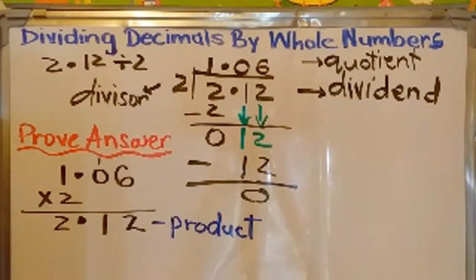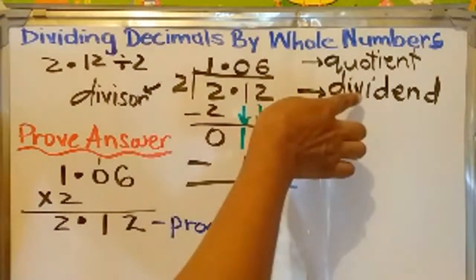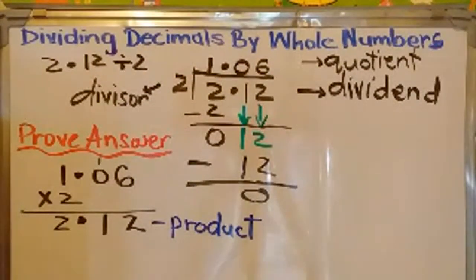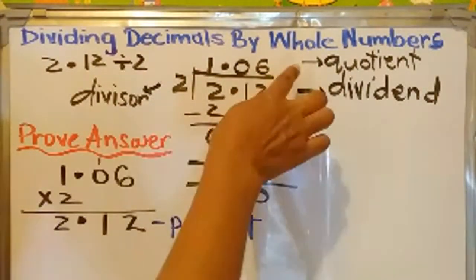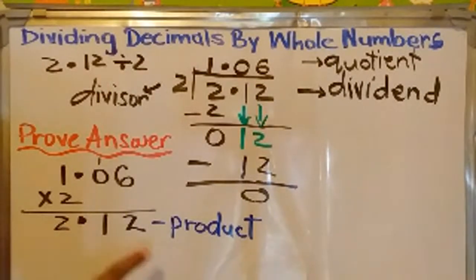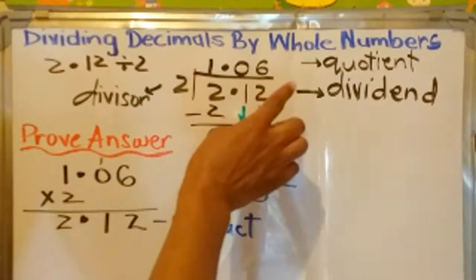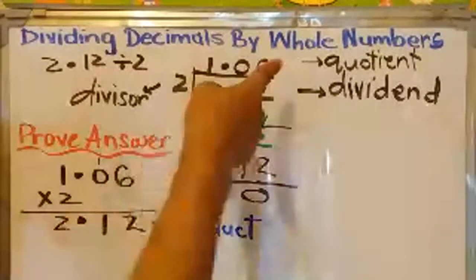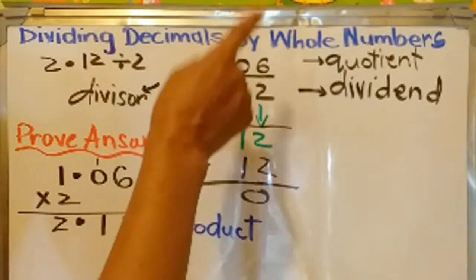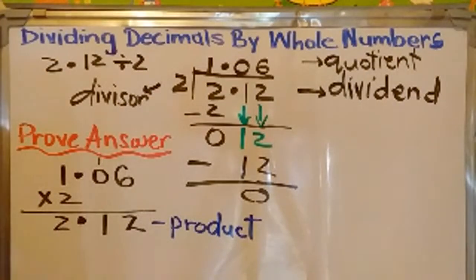So now let's look at the product and look at your dividend and see if they are the same. If they are the same, this is telling us that our quotient is correct. So our product is 2.12 and our dividend is 2.12. So they are the same. So that is telling us our quotient 1.06 is correct. And remember now, guys, your quotient in a division problem is the same thing we call our answer. Take a close look at it, and I'm going to erase it in a few.